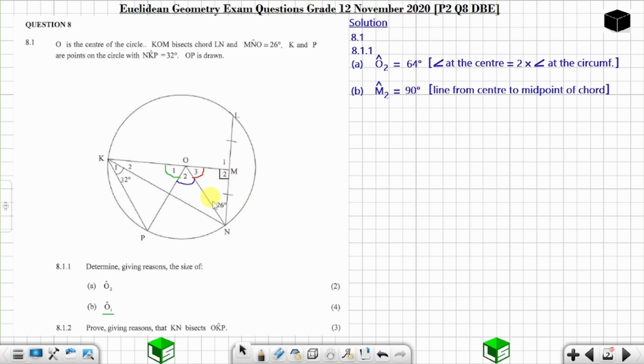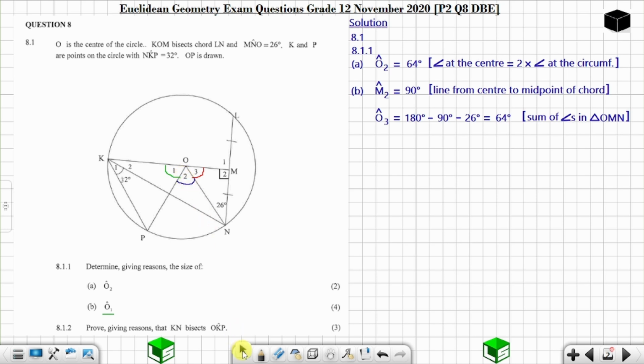Now we can use this triangle to find the angle O3. Angle O3 is equal to 180 degrees minus 90 degrees minus 26 degrees. This is equal to 64 degrees. The reason you are going to say sum of angles in a triangle OMN.